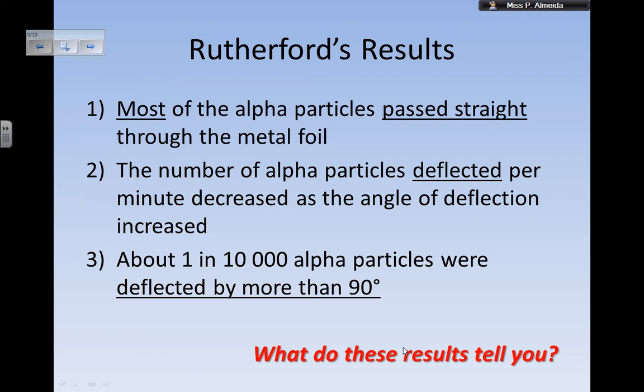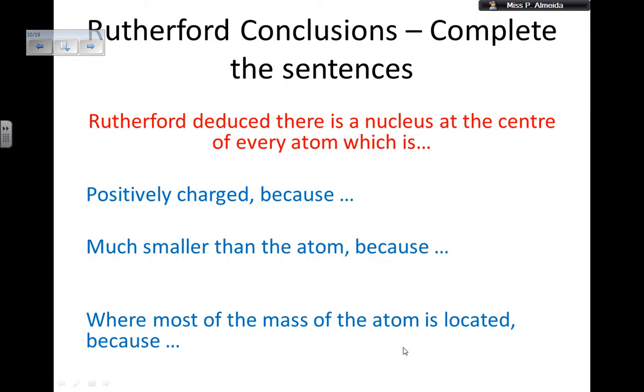And again, this is the same you would see if you would do that experiment with the finger and the marbles, okay? Now, what do these three results tell us about the nucleus? Well, the conclusions were: Rutherford could deduce that there is a nucleus at the center of any atom, and I have the three properties of the nucleus. Try to do it yourself, freeze the video or pause the video, otherwise let's see the answers.